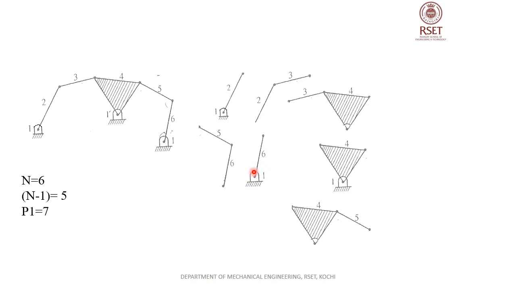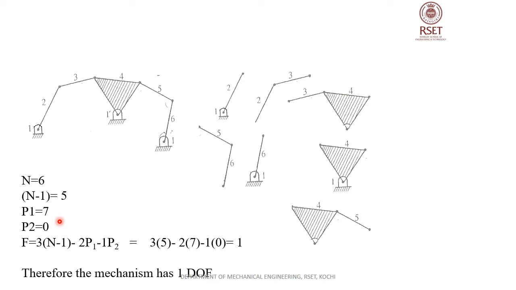So P1, the number of kinematic pairs with single degree of freedom, is 7. You can count here 1, 2, 3, 4, 5, 6 and 7. 7 kinematic pairs are there in this mechanism with single degree of freedom. Is there any kinematic pair with 2 degrees of freedom? No, so it is equal to 0. The number of kinematic pairs with 2 degrees of freedom, P2, is equal to 0. So according to Grübler's criterion, substituting all those values, we will get the value as 1. 3 into n minus 1 is 5, 3 times 5 is 15, minus 2 into P1, which is 7.